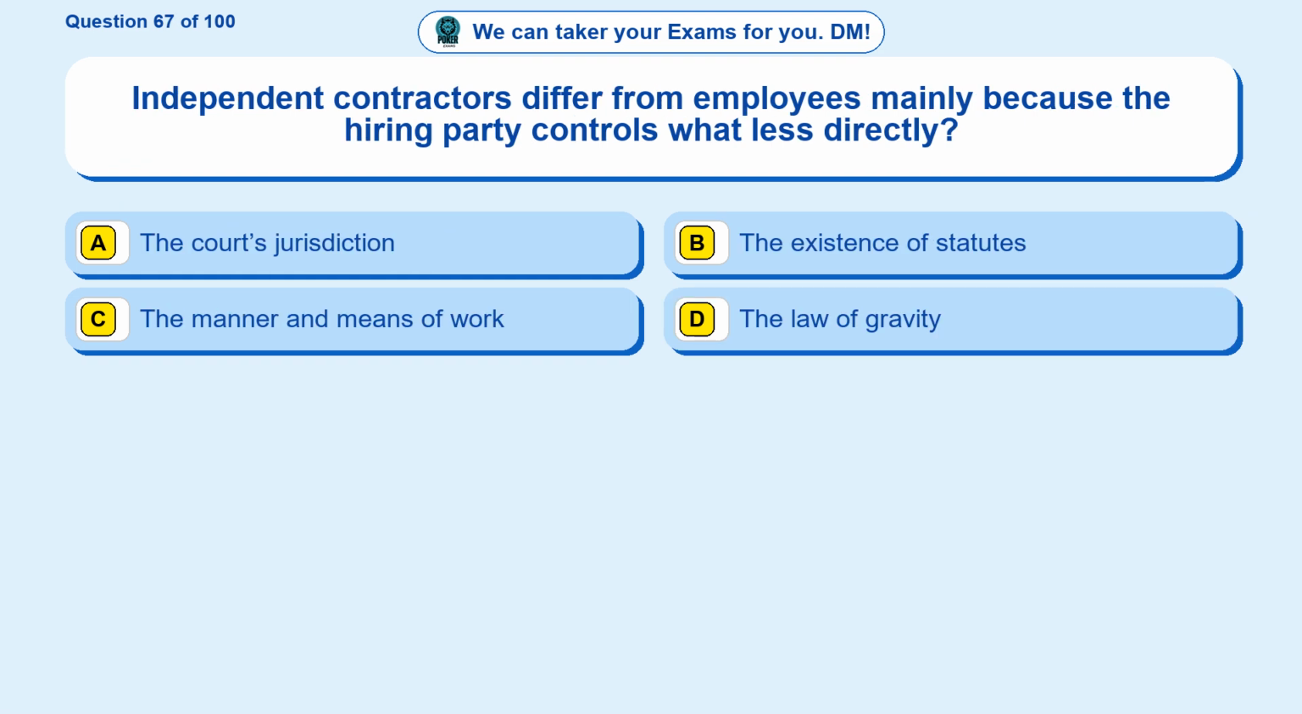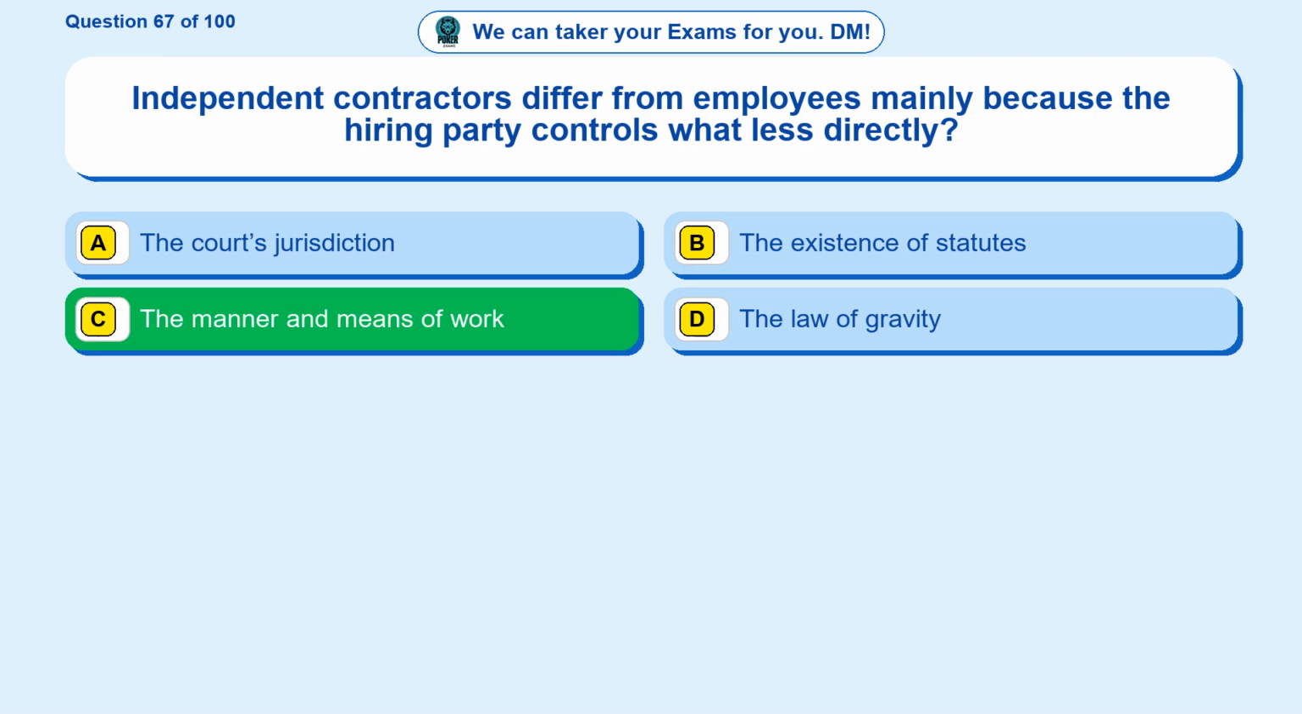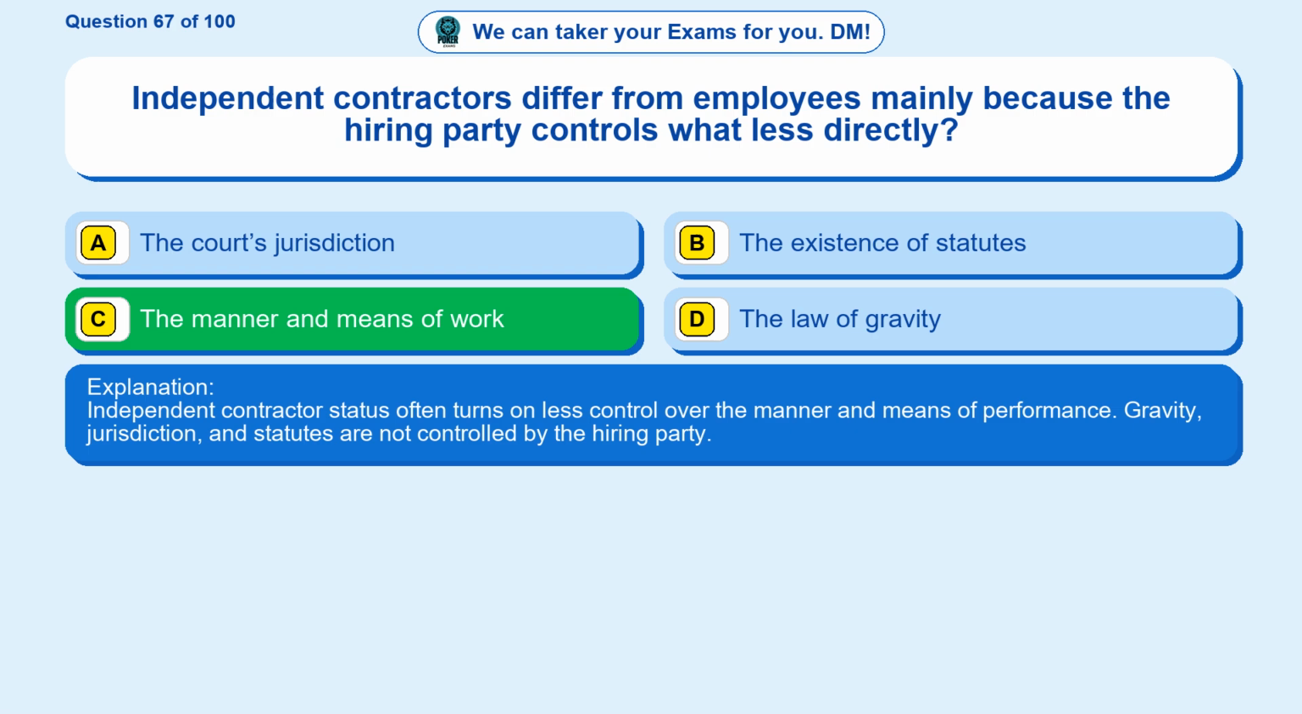Question 67. Independent contractors differ from employees mainly because the hiring party controls what less directly? Option A. The court's jurisdiction. Option B. The existence of statutes. Option C. The manner and means of work. Option D. The law of gravity. The correct answer is option C. The manner and means of work. Independent contractor status often turns on less control over the manner and means of performance. Gravity, jurisdiction, and statutes are not controlled by the hiring party.